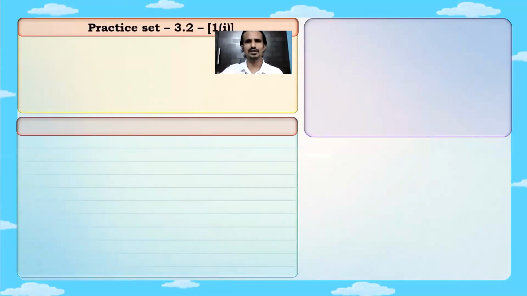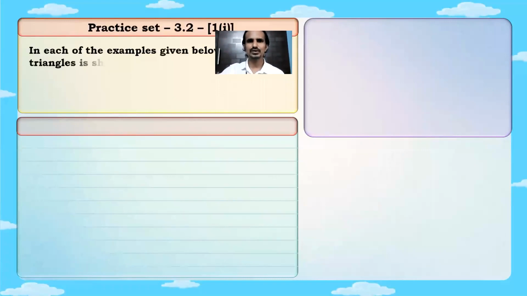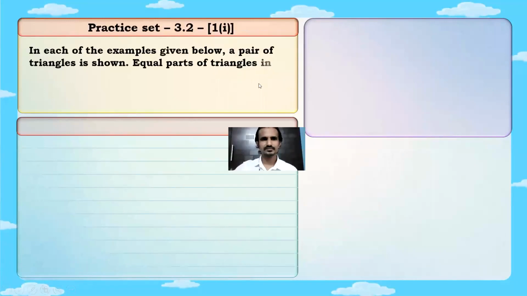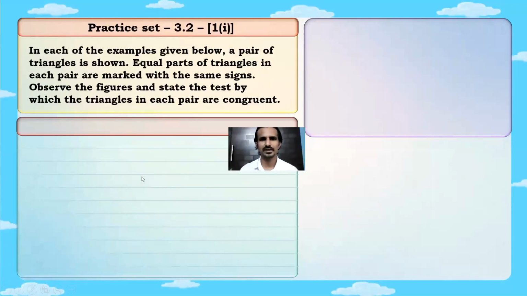Now the questions are very simple from 3.2. 3.2, the first question says, In each of the example given below, a pair of triangles is shown. Equal parts of triangles in each pair are marked with same sign. Observe the figures and state the test by which the triangles in each pair are congruent. Now we will have pairs of triangles given. Okay, in each pair of triangles, the sides or the angles are marked with same sign. There are some signs marked.